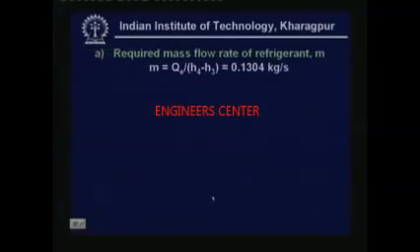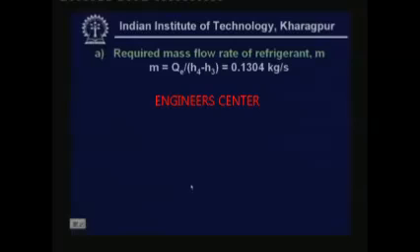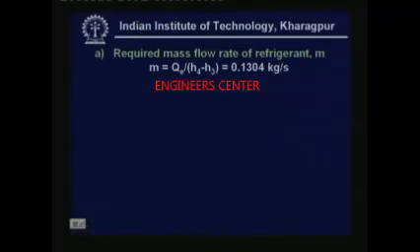Once we have the properties, we can quickly find the required mass flow rate of refrigerant. We apply energy balance across the evaporator. This is nothing but the steady flow energy equation, and we assume kinetic and potential energy changes to be negligible. So, mass flow rate is simply equal to QE divided by H4 minus H3, which is equal to 0.1304 kg per second, because QE is given to be 300 kilowatts and H4 and H3 we have obtained.